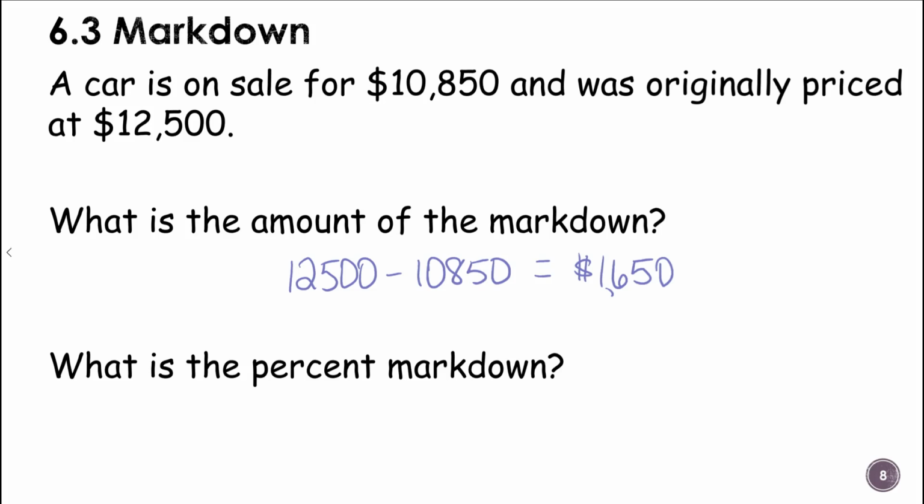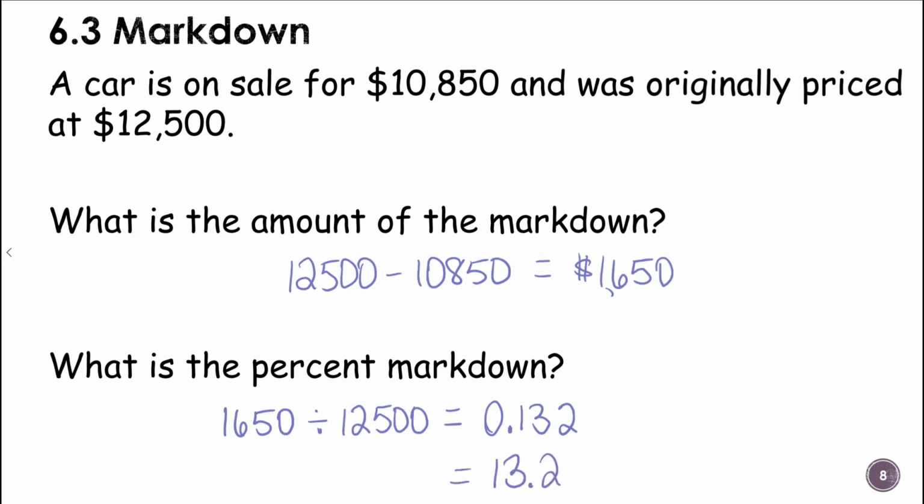What is the percent markdown? And that's where we take the amount of the markdown and divide it by the original cost, the original price, which is $12,500. And then we're going to round that number to the nearest tenth of a percent. In decimal form, it's 0.132. So actually we don't have to round, we just move the decimal and put our percent symbol on there. And the percent of the markdown then is 13.2%.